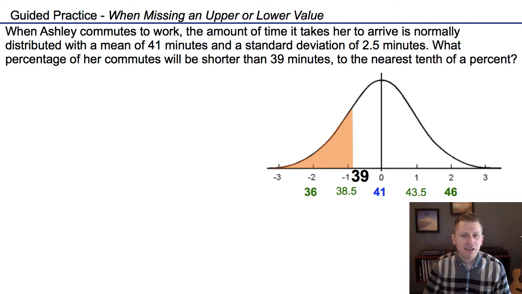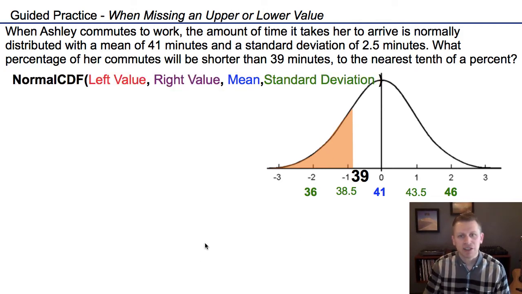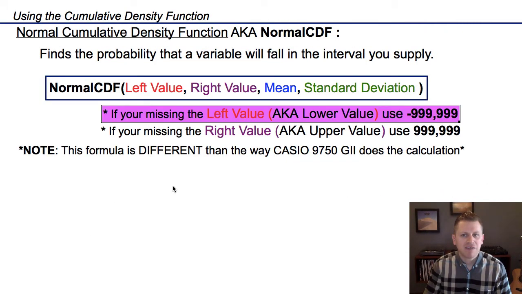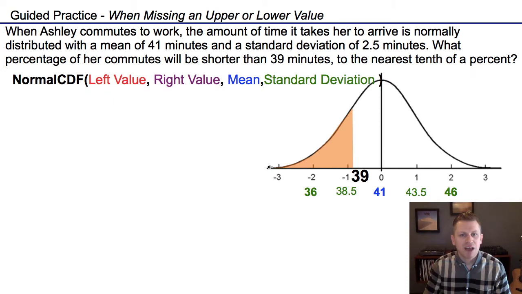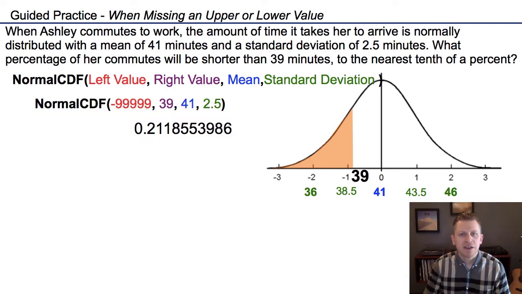What I'm going to use is the calculator, and I'm going to use this NormalCDF function. I need to know what the left value is. Well, recall that we don't know what the left value is here, and realistically, if we're missing that left value, we're just going to replace it with negative 999,999. My right value is the uppermost value I'm going to reach, which in this case is 39. My mean is 41 minutes, and the standard deviation is 2.5 minutes. We'll plug those in. Typing that in the calculator gives me this value here.